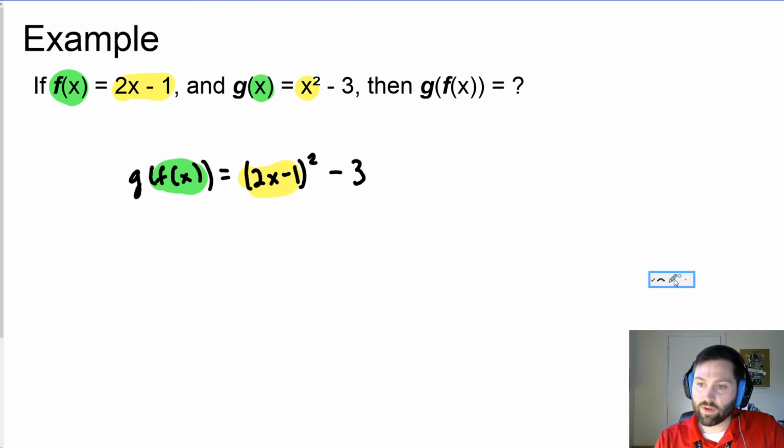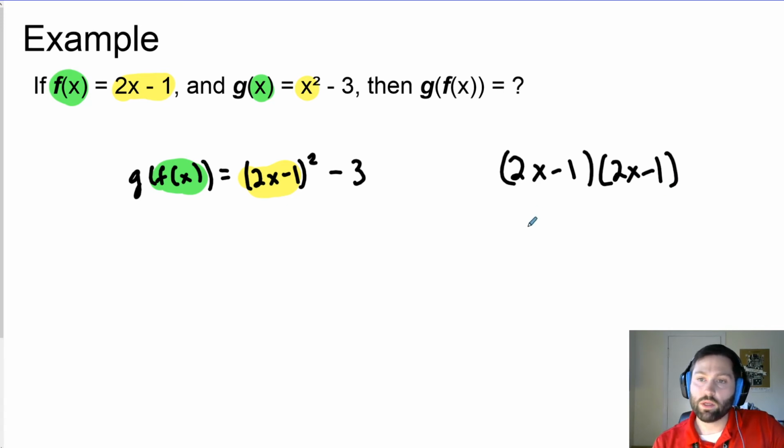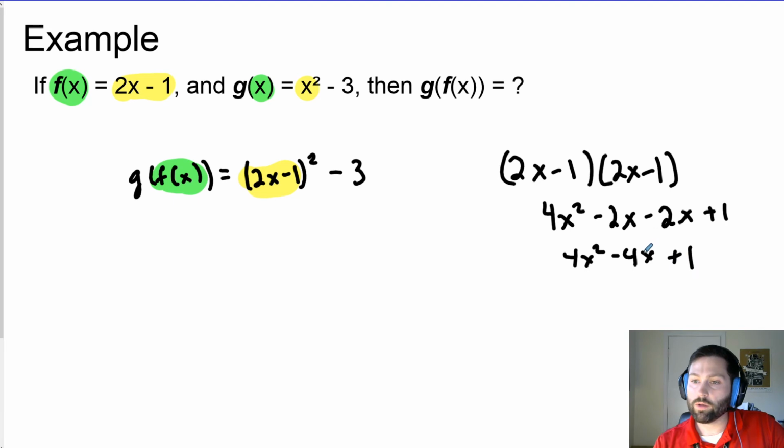And I am going to simplify by squaring 2x minus 1. So if you don't remember, 2x minus 1 squared actually means this. It is 2x minus 1 times 2x minus 1. So I'm going to quickly multiply everything out here. 2x times 2x is 4x squared. 2x times negative 1 is negative 2x. Negative 1 times 2x is negative 2x again. And negative 1 times negative 1 is positive 1. So I get 4x squared minus 4x plus 1 when I square that out.